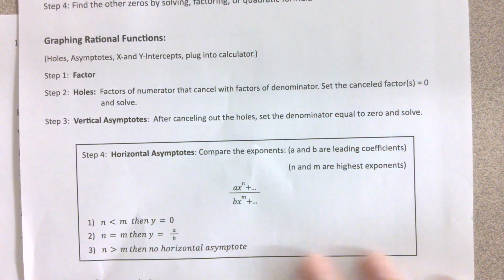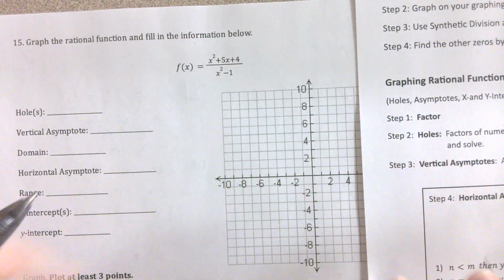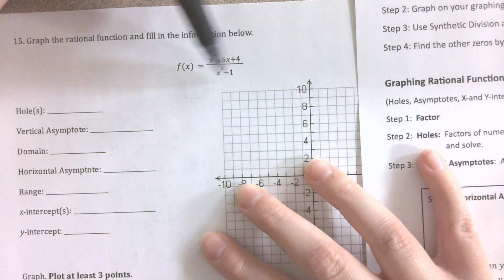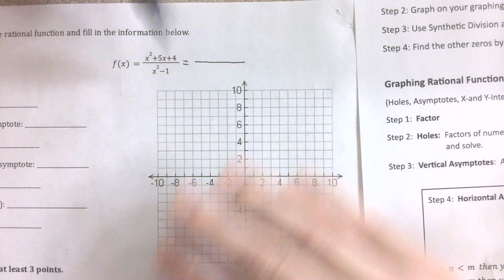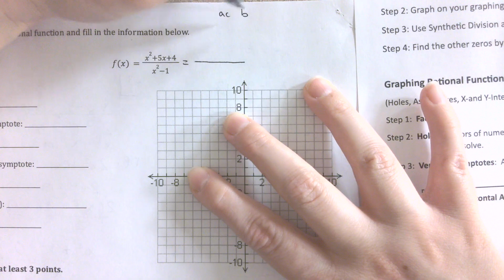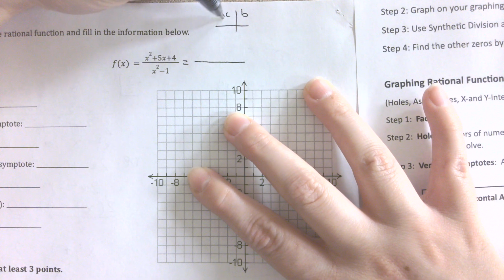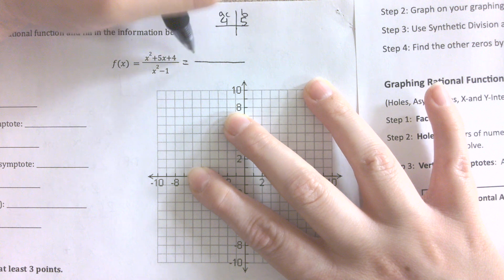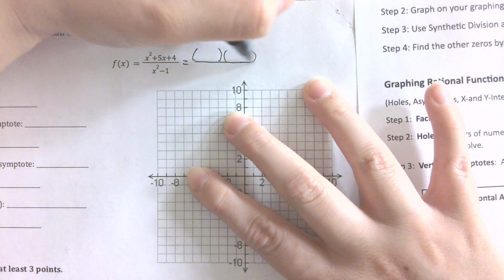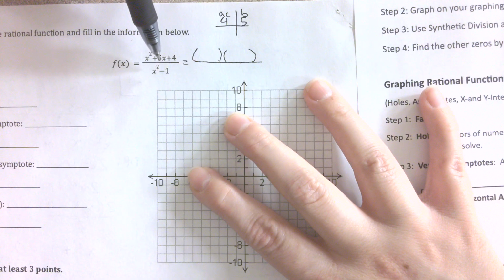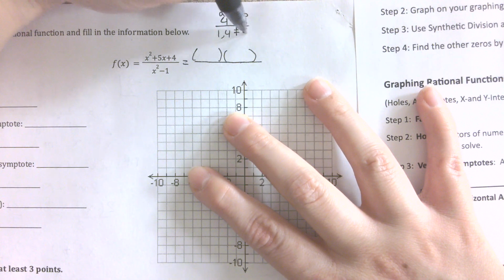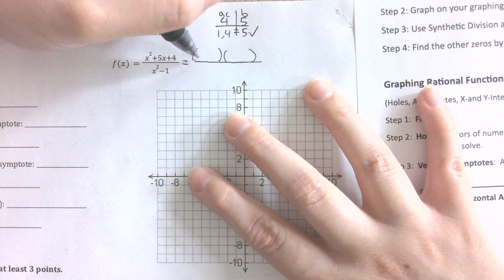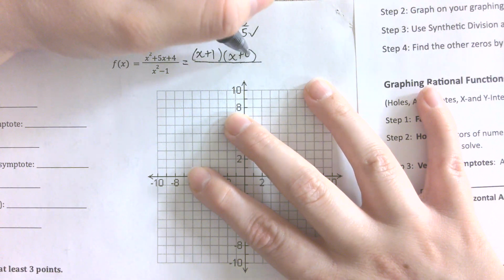So step 1 is factor. We have x squared plus 5x plus 4 over x squared minus 1. We need to factor that. On the top, we just need an ACB chart. A is 1, C is 4, and B is 5. Now we're looking for factors of 4 that will give us 5. Factors of 4 are 2 and 2. That's not going to work. 1 and 4 will work. And actually, when they're both positive, we will get a 5. And when multiplied, we still get 4. So this is x plus 1, x plus 4.